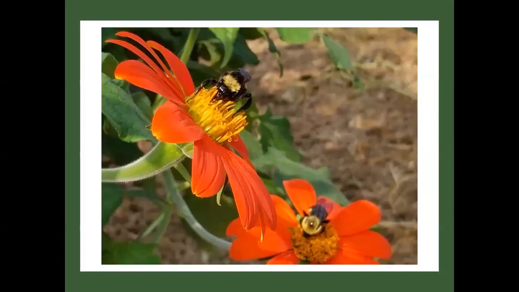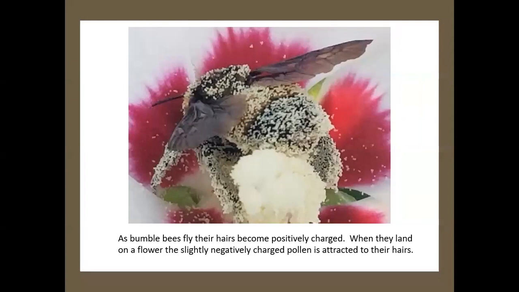Here we have some bumblebees on some Mexican sunflower or zinnia. And here's a good picture that shows how the pollen granules get onto a bumblebee. As they fly, their hairs become positively charged from the static of the wings. Then when they land on the flower, they're able to quickly draw up all the pollen granules, and that really helps them transport the pollen to another flower. They'll move the pollen grains off their back into these little buckets on their legs where they carry the pollen grains.